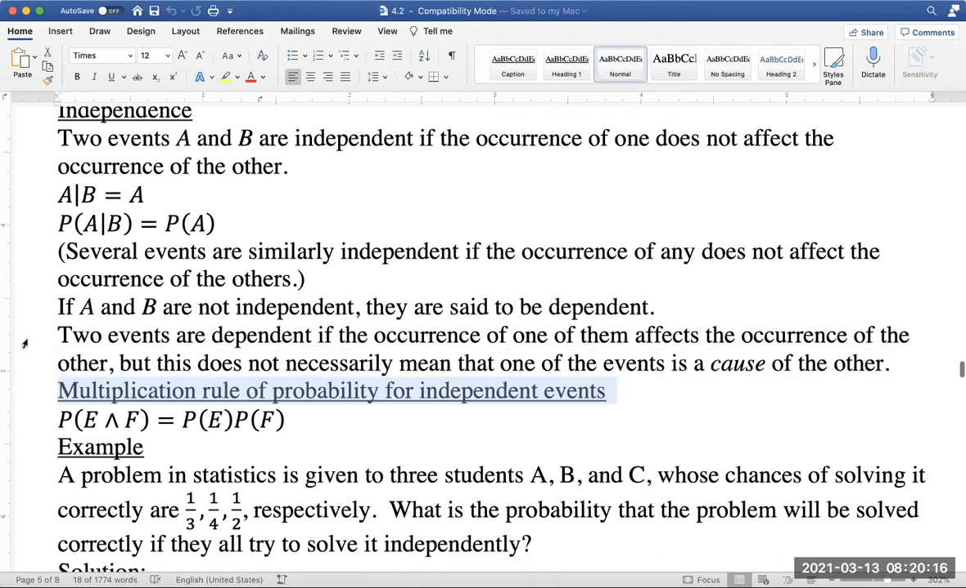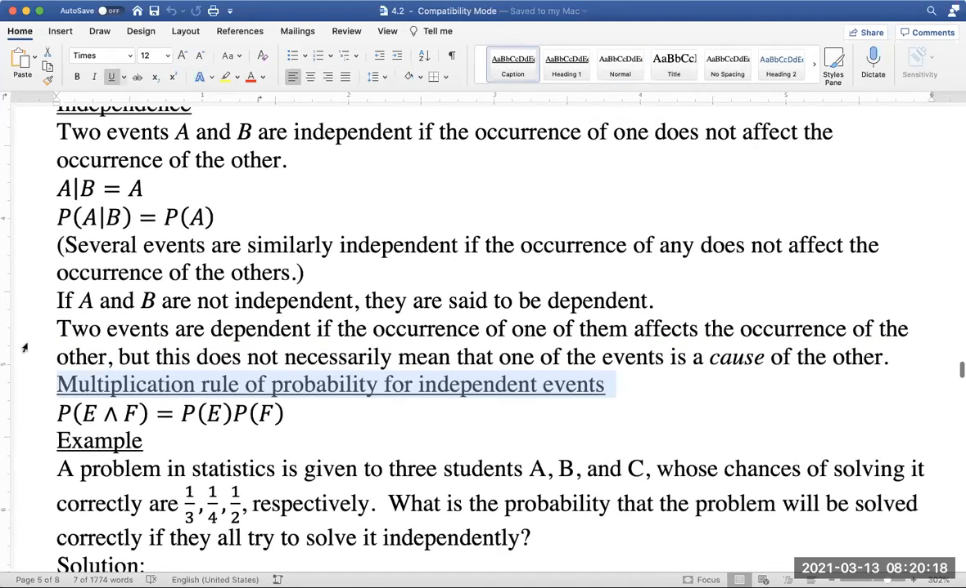So I guess I should say that two events are dependent if the occurrence of one affects the occurrence of the other, but this does not necessarily imply that one of the events causes the other event.